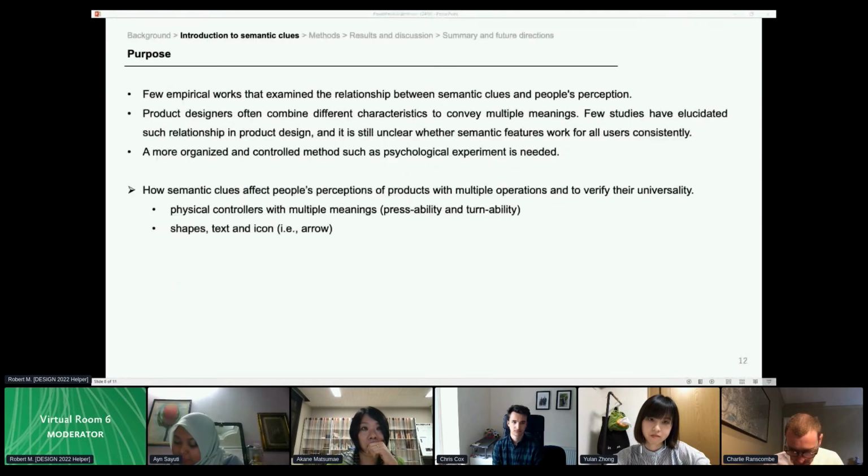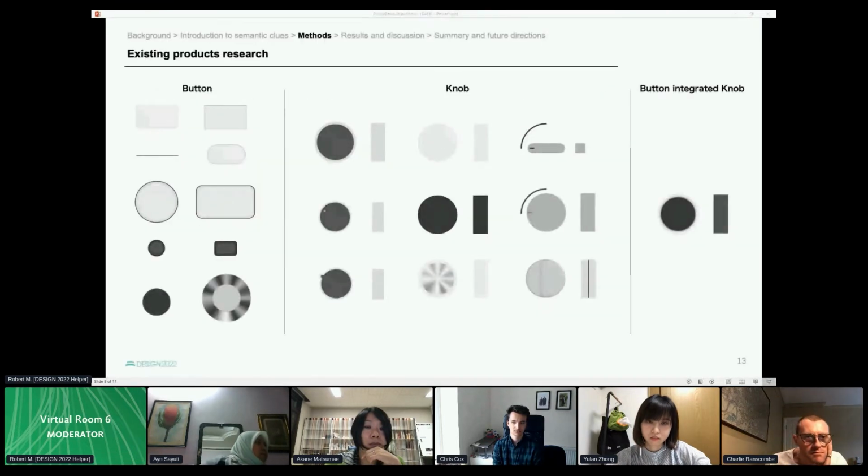Such semantic clues have been studied by many researchers. However, there are very few empirical works that examine the relationship between semantic clues and people's perception. Furthermore, product designers are often combining different characteristics to convey multiple meanings. Few studies have examined such relationships, and it's still unclear whether semantic clues work for all users, and a more controlled method is also needed. So this study aims to experimentally elucidate how semantic clues affect people's perception of products with multiple operations and to verify their universality.